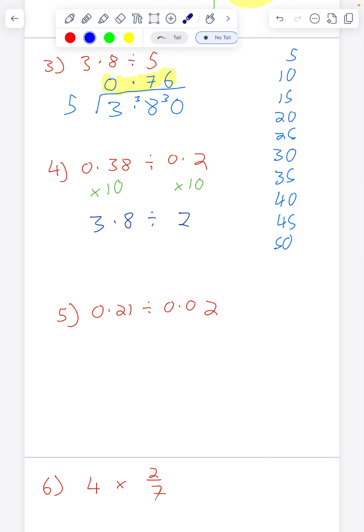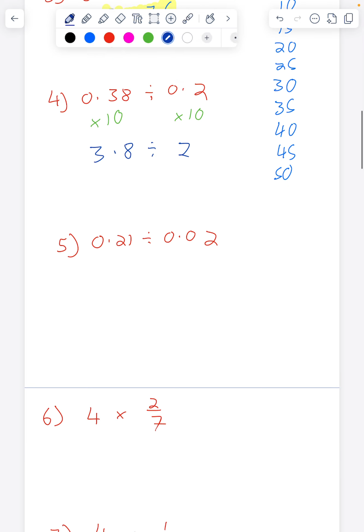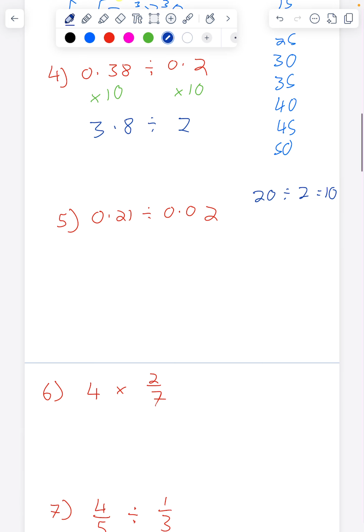It's a bit like, just to show you why, if you had something like, I don't know, 20 divided by 2, that of course would give you 10. If I times those numbers up by 10, so 20 times 10 would give me 200, and 2 times 10 would give me 20, well, 200 divided by 20 also gives you an answer of 10. So they give you the same answer.